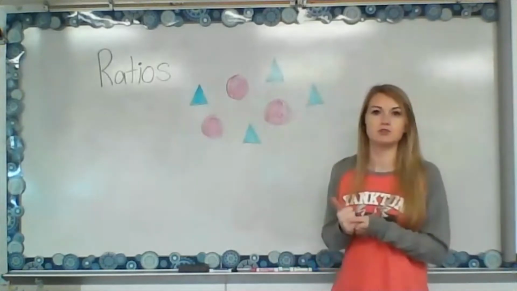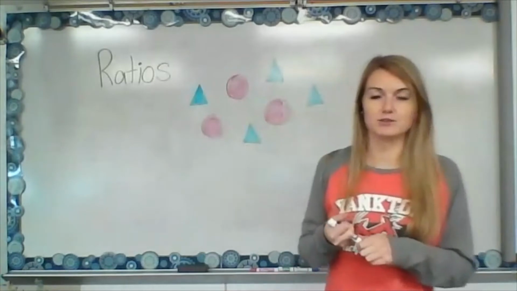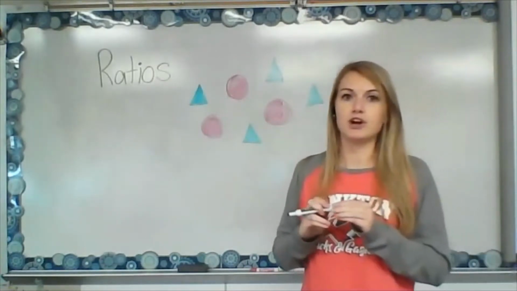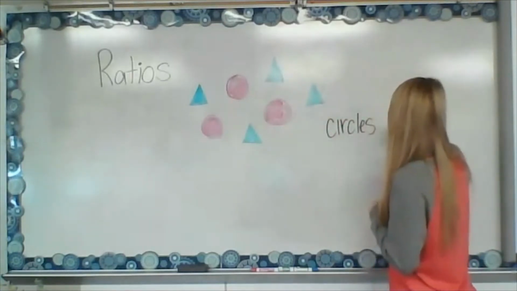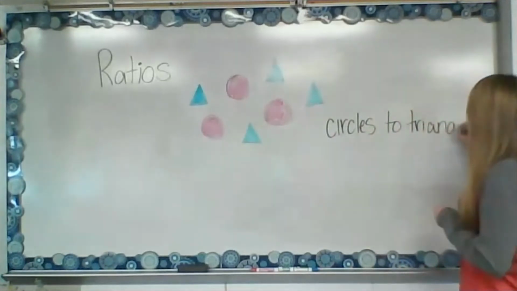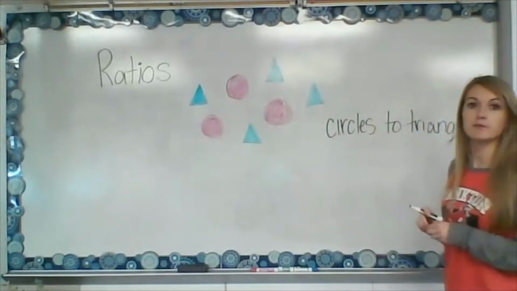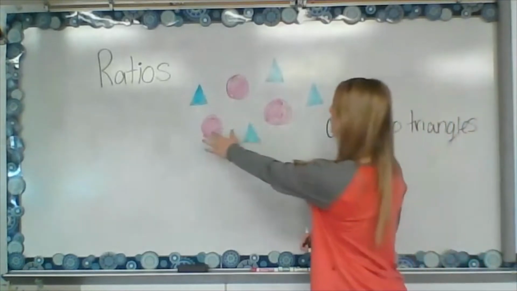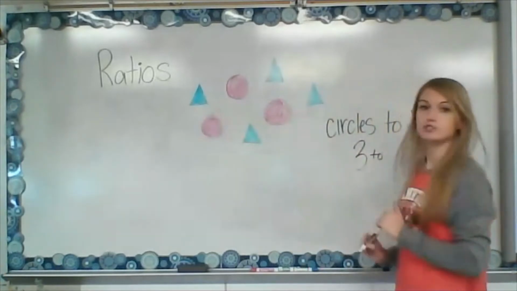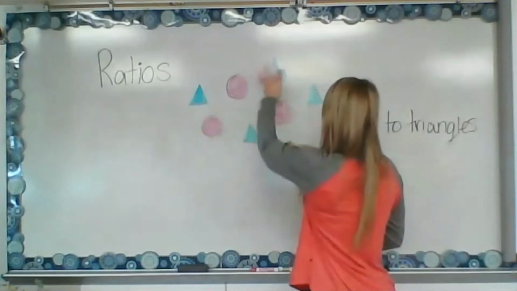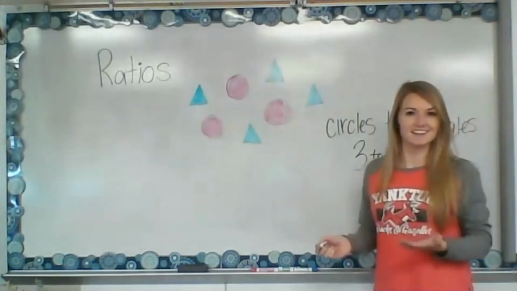The best way I could think of to explain this is to draw you some shapes. I have drawn circles and triangles. If I wanted to know what is the ratio of circles to triangles, the first thing I would have to do is count the circles. 1, 2, 3. There are 3 circles. How many triangles? 1, 2, 3, 4. 3 to 4 is the ratio of circles to triangles. Kind of see how that works?